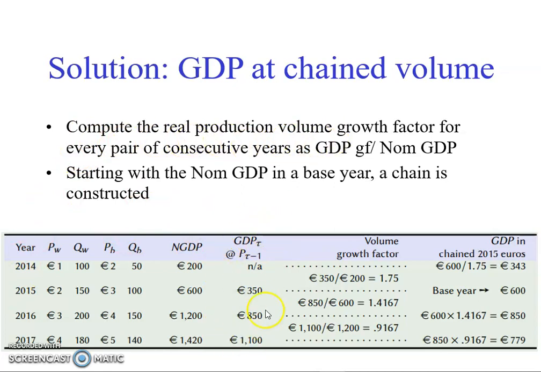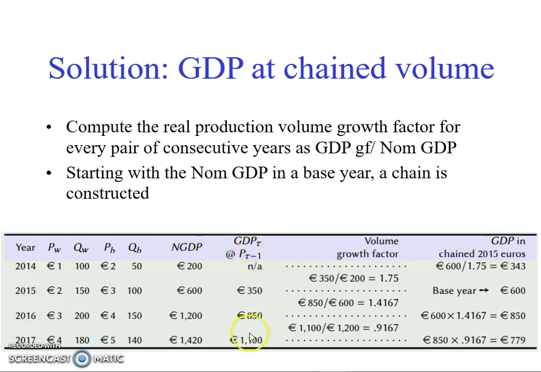So here, the real production volume is computed using the prices of the previous years. And then we have to calculate the growth factor for every pair of consecutive years, as the GDP at the previous year's prices divided by the nominal GDP of the previous year. Starting with the nominal GDP in the base year, a chain is constructed. So let's see how to do it. Nominal GDP we are already done with. So it's 1 times 100 plus 250, etc., for all the other years, which is the price and quantity for each good and service.